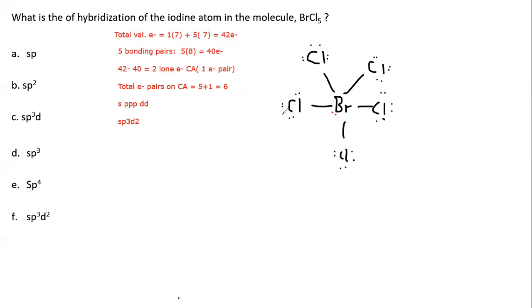So again, you can start here, go S, P, P, P, D, D. So sp3d2. Again, this is just a quick way of determining the hybridization. It doesn't mean that this bond is a P bond. It just means it's just a quick way to remember hybridization. All of these bonds around the central atom have sp3d2 hybrid orbitals.